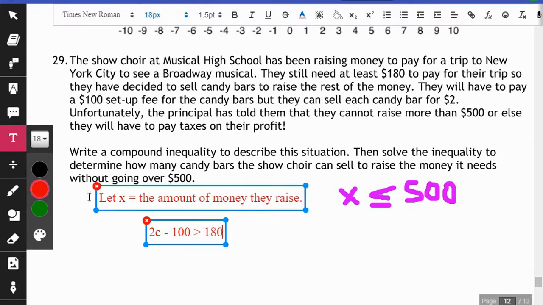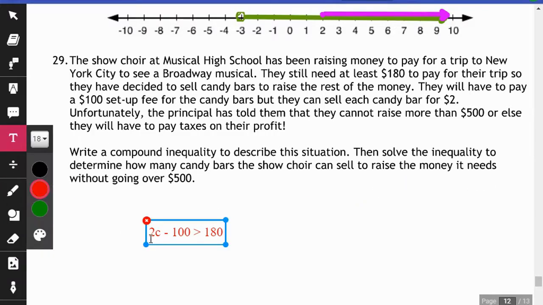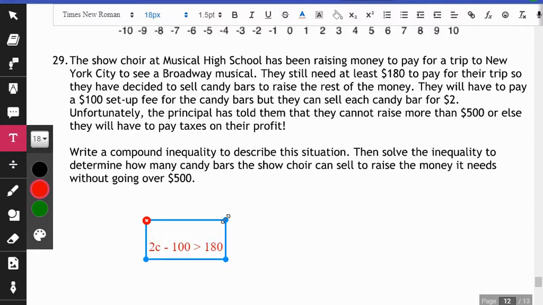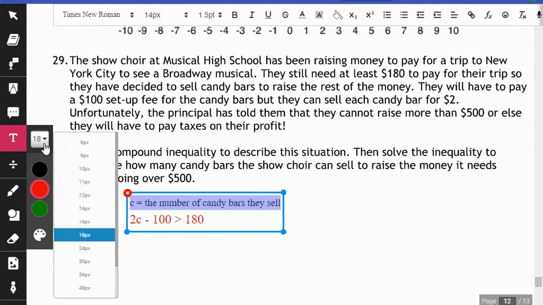However, let me fix this thing. I made a mistake. Get rid of that. We're going to say C equals the number of candy bars we sell. That's what we're going to keep track of because that's the actual variable. My bad, folks.